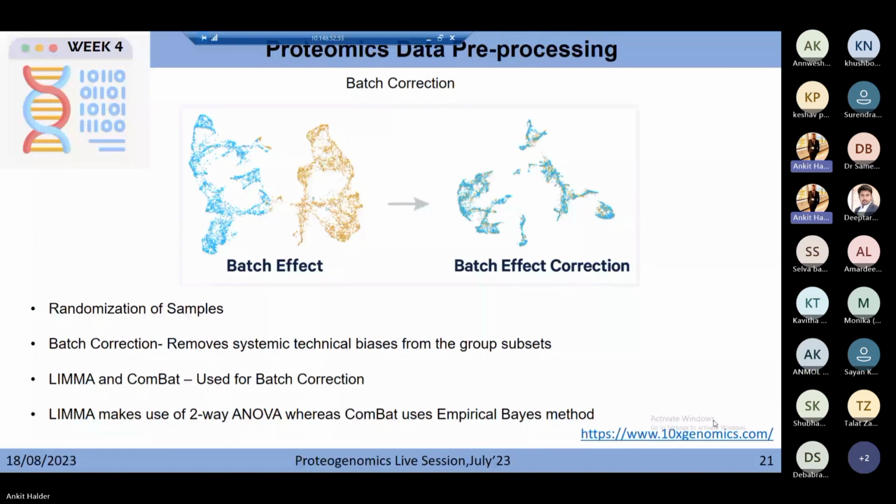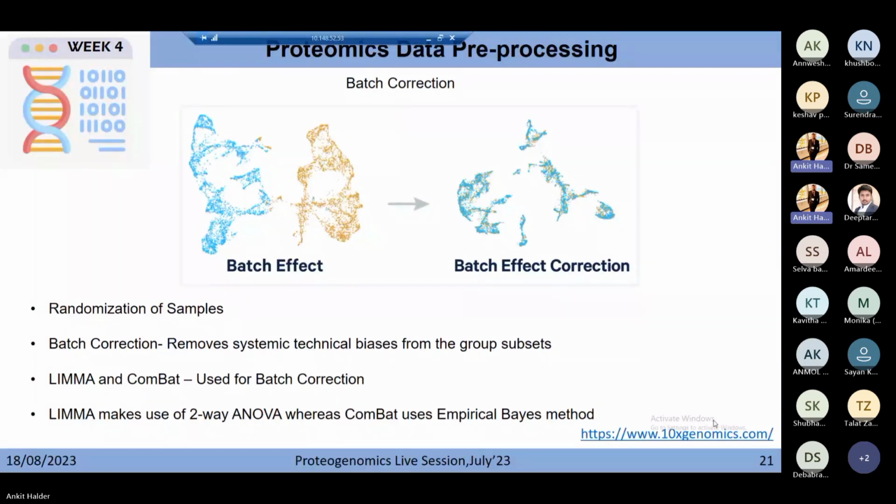But now if certain things happen, your data gets run after 3 days. You have run your data, like the disease samples, and I am hoping that you all have randomized your samples. So you haven't done all your disease samples at once and then run the control samples.